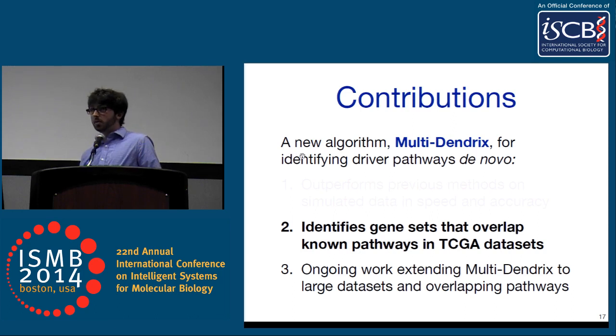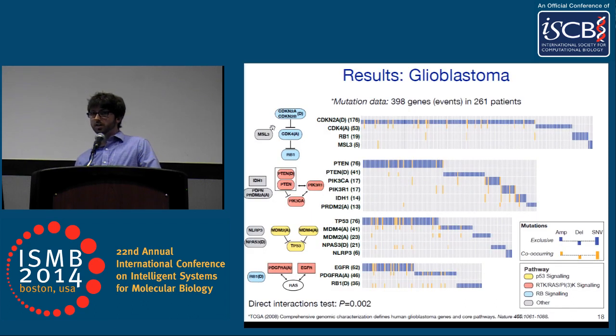Now that I've discussed how Multi-Dendrix performs on simulated data, I'm going to present results on real data. We ran Multi-Dendrix on the TCGA glioblastoma data set that includes 398 genes and 261 patients. On the left of this plot, I'm showing you the stable modules identified by Multi-Dendrix, as well as their interactions. I'm color coding each of the modules by the cancer signaling pathway that they're found in, if they are found in one, which you can see in the legend in the lower right corner. I'm also showing the rows of the mutation matrix for each of these sets, and as you can see, blue indicates exclusive mutations. So these are all displaying that property, mutual exclusivity. In addition, these gene sets are mutated in between 46 and 88% of the glioblastoma patients.